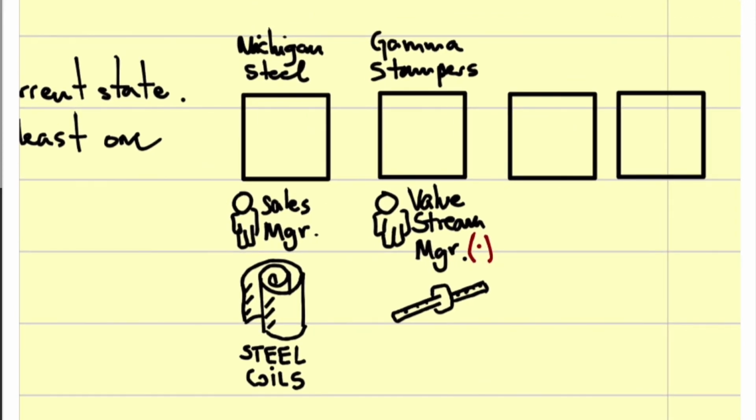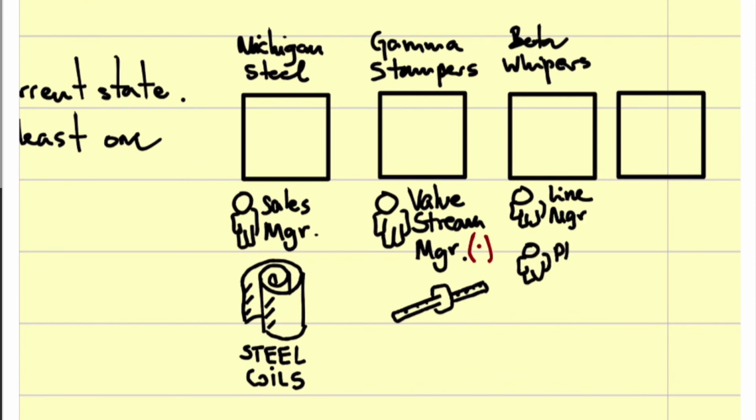After this, you get to the wipers itself. And here you have two people. First the line manager, and here the plant manager. Okay, so here you get the actual wiper itself.